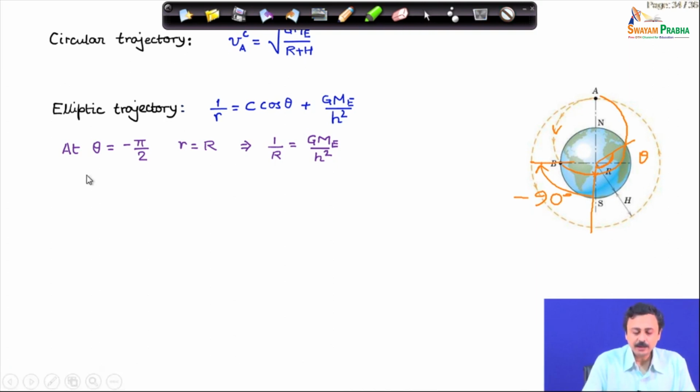Therefore, at theta equal to minus pi by 2, the radial coordinate of the satellite on this hypothetical elliptic path, of which it will traverse only a part, must be the radius of the earth. And that is at theta equal to minus pi by 2, just put theta as minus pi by 2 in the kinetic solution, cos of minus pi by 2 is 0. Therefore, 1 over the radius of the earth must be G M, mass of the earth, by h square.